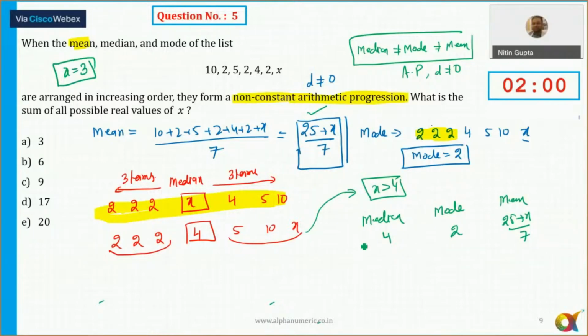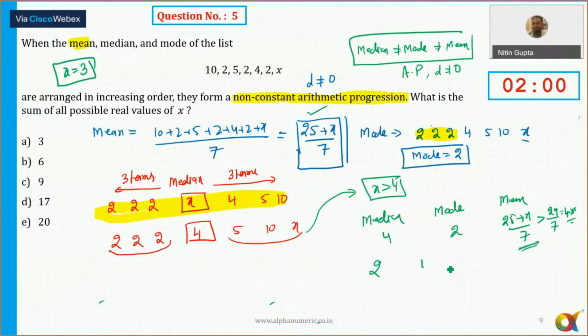So what are the possibilities? We also know x is greater than 4. So (25 + x)/7 is always greater than how much? 25 + 4 is equal to 29. 29 by 7, 7 4s are 28, that is 4 point something. It should be greater than this, so this is definitely going to be the last term.